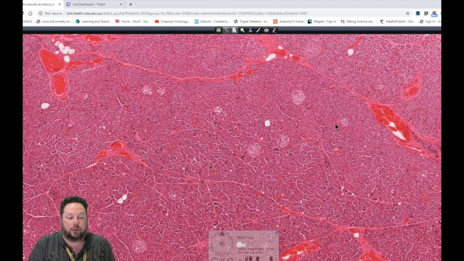Hopefully that gave you some helpful tips in identifying the components of the liver, thinking about the structure of the liver, looking at the gallbladder, and thinking about how you can differentiate it from the small intestine, for example.